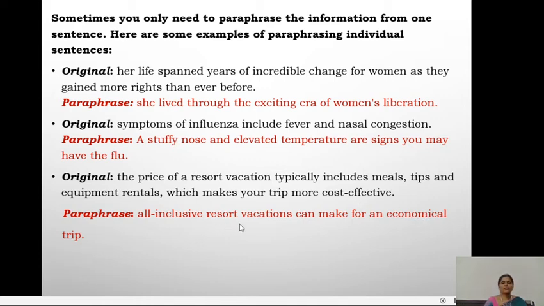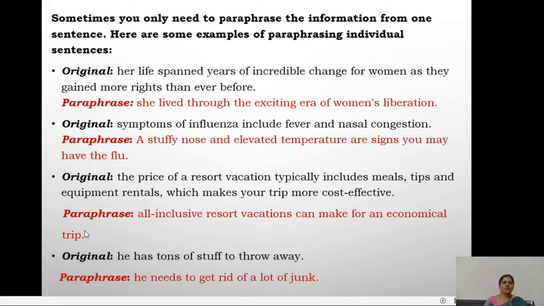All inclusive resort vacations. All inclusive in the sense, inclusive of what? Inclusive of meals, tips, and equipment rentals. All these things we just kept in a single word. All inclusive resort vacations can make for an economical trip.